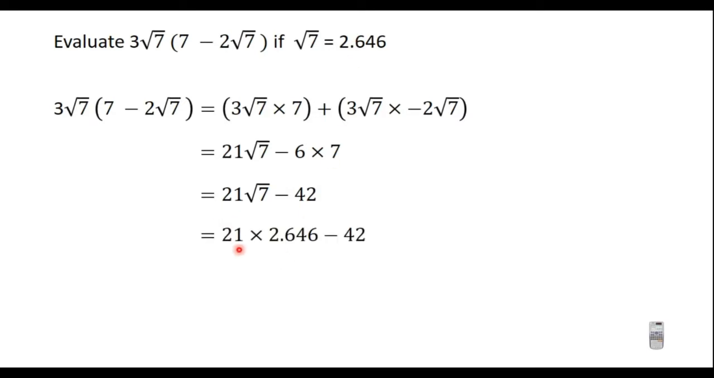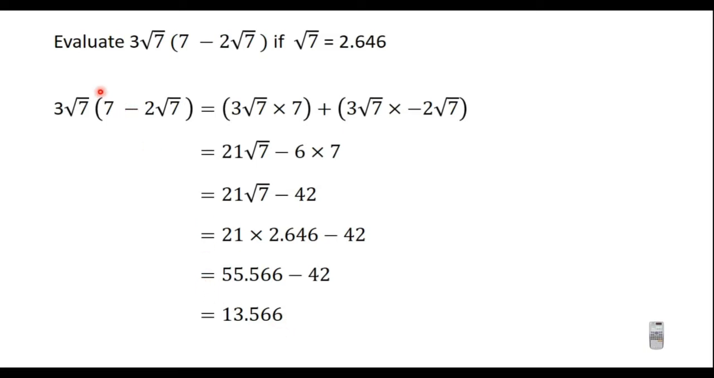So we have 21 times square root of 7, which has been given to us as 2.646. So 21 times 2.646 minus 42. 21 times 2.646 will give us 55.566, then minus 42. So you punch this on the calculator, you're going to get 55.566 minus 42, which will give us 13.566. So the value of this is 13.566.